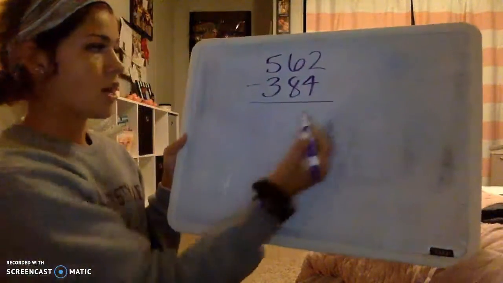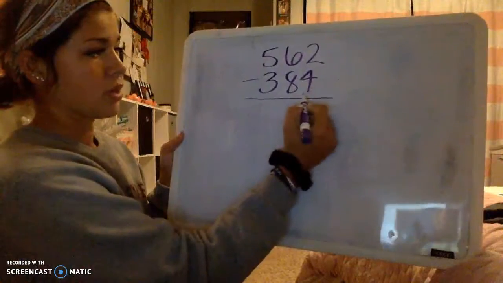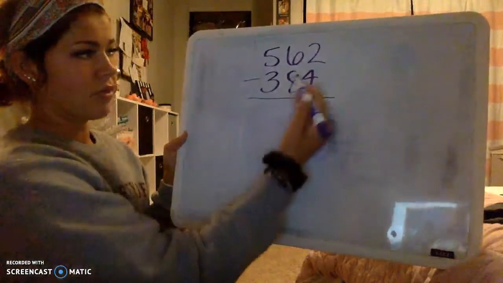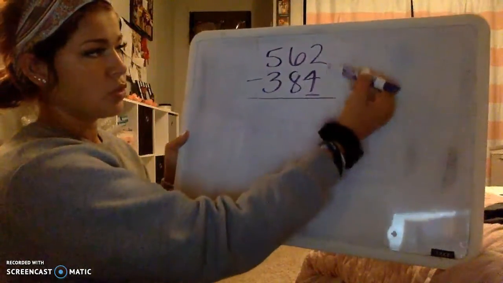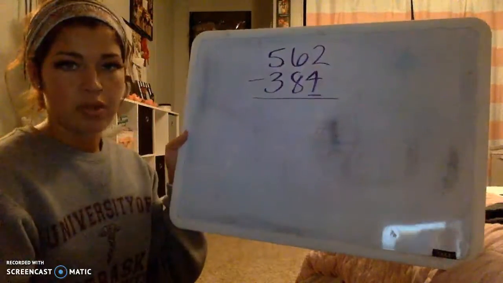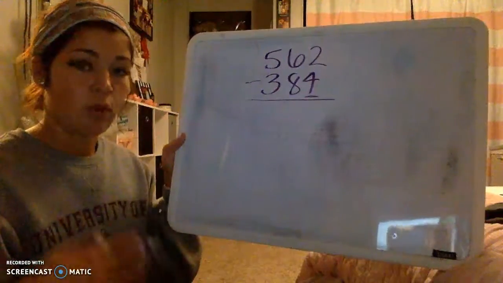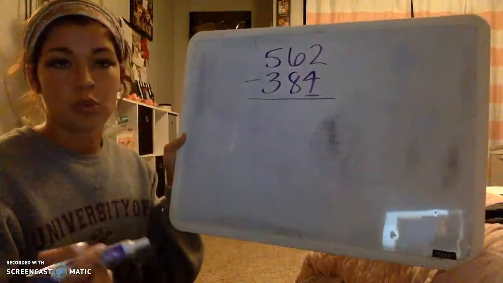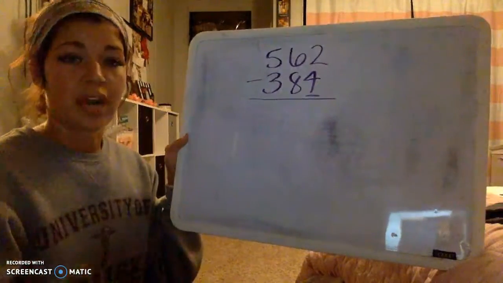So, to start out, we're going to start on this side, with the ones. For this first problem, it is 2 take away 4, and we know that we can't take 4 away from 2 unless we get a negative number, and in this case we want to stay with positive numbers, so we're going to have to borrow.